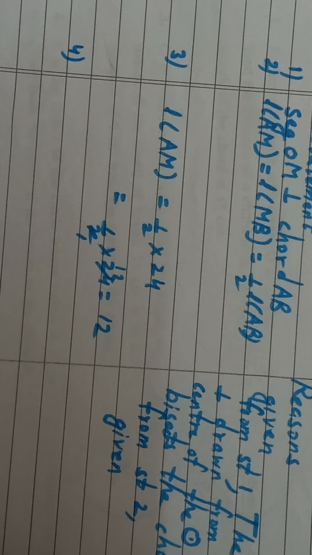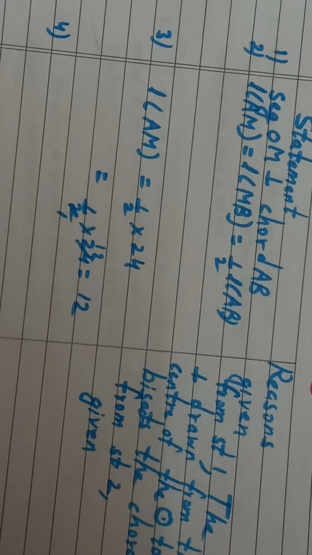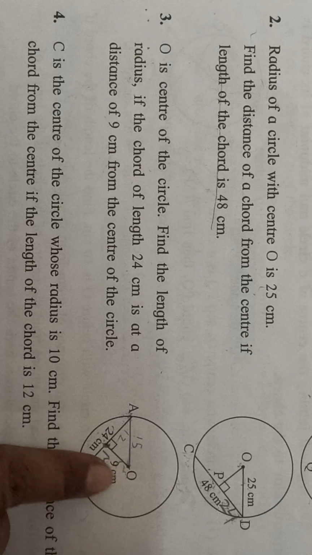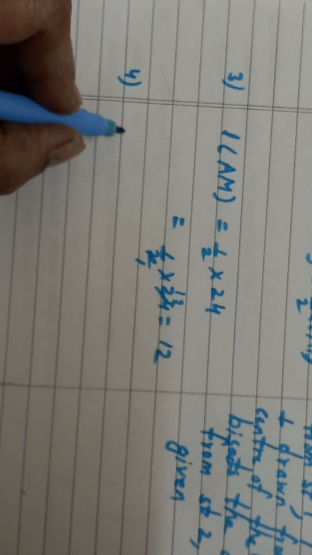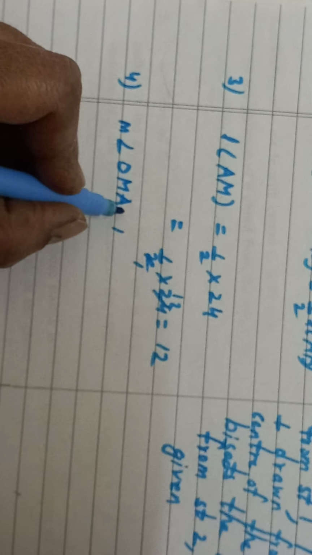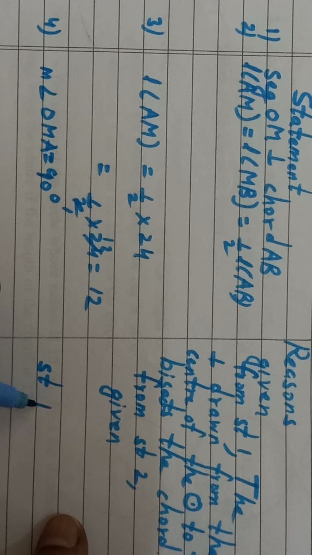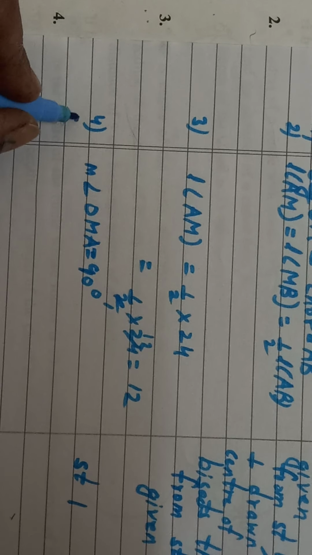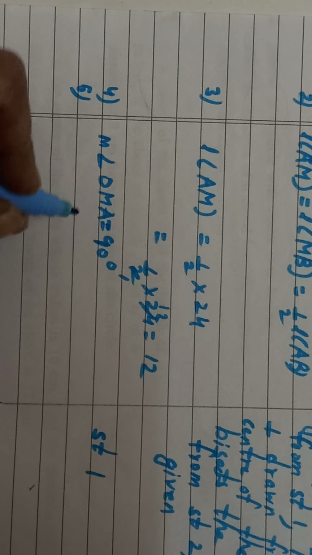Now the fourth one. Now what do we have to take? We have to tell that the triangle is a right angle triangle. That angle OMA is 90 degrees. Measure of angle OMA is equal to 90 degrees. Reason: OM is perpendicular to chord AB, statement 1. So you can learn to write it in a logical way and understand the step. So I am making you write like this. So till here we finished.